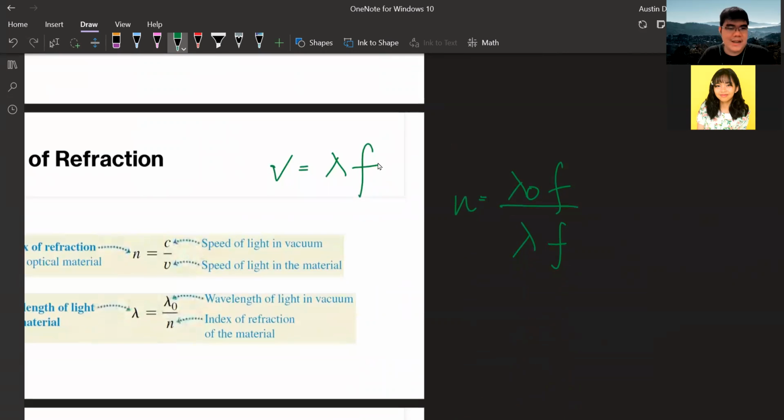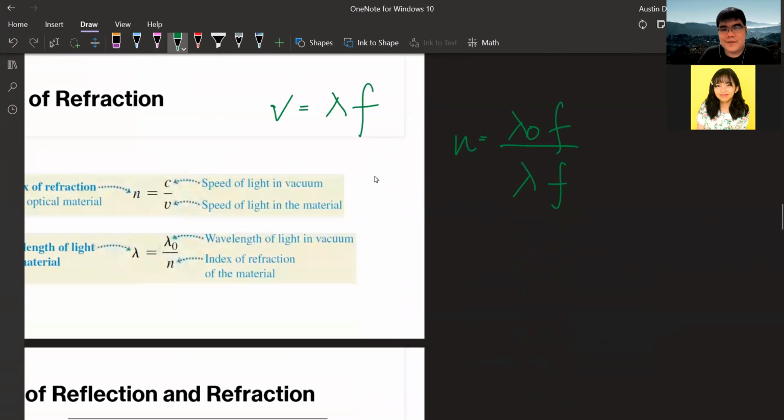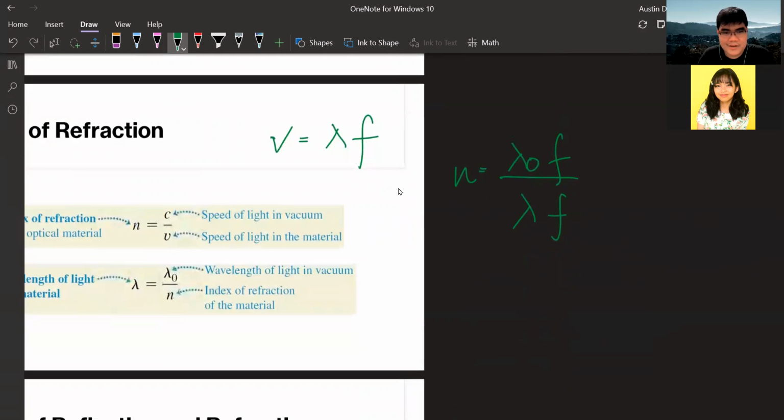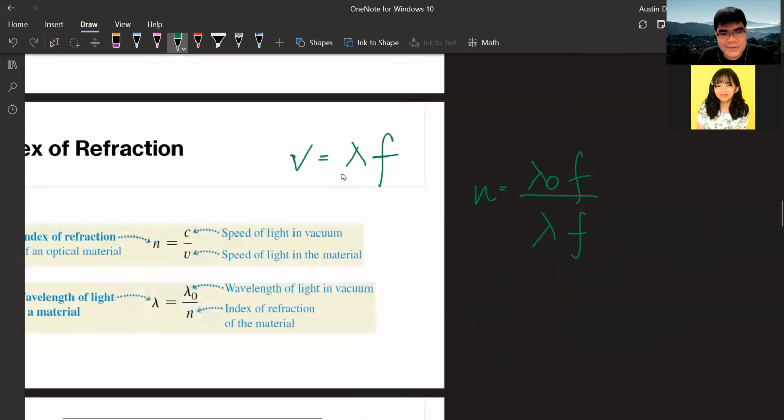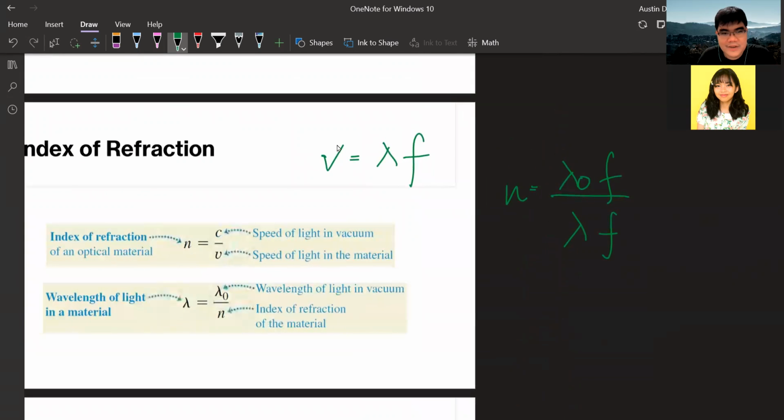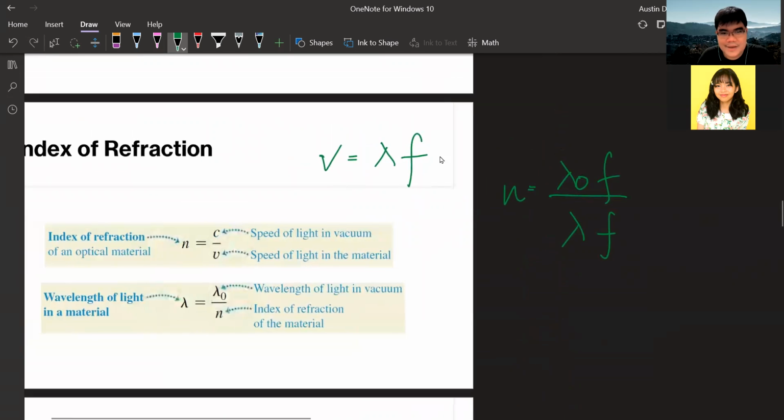So, whatever frequency they have, that's what they keep forever, unless they get absorbed somewhere. Okay? So, what changes for your light would be the velocity and its wavelength, or its color. Okay? So, the frequency stays the same.